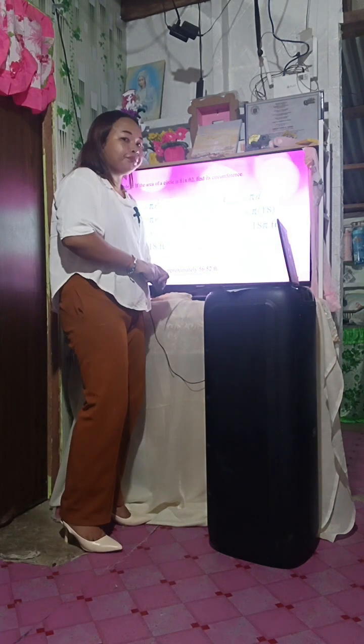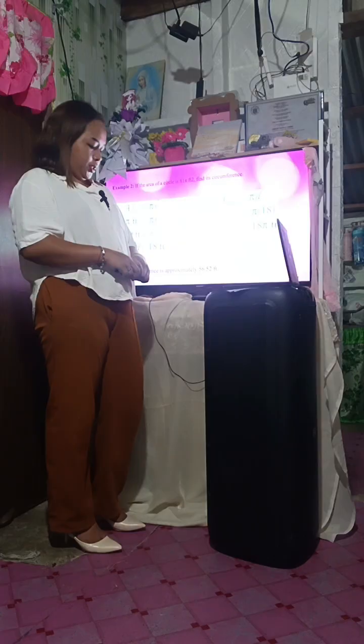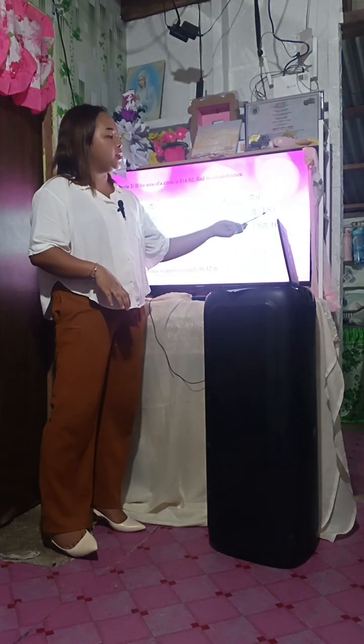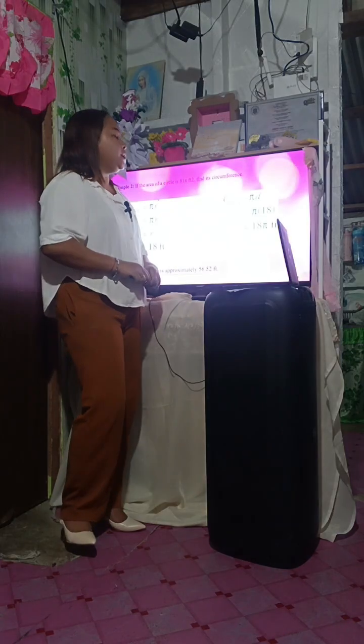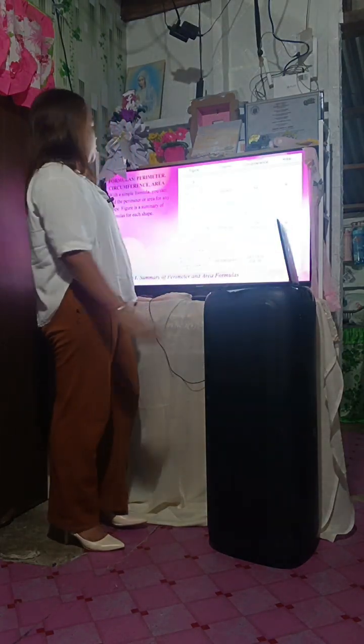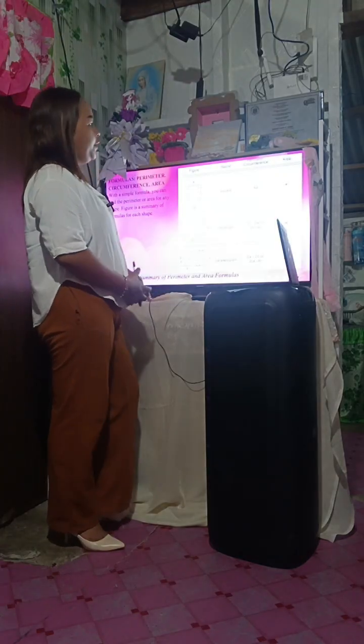So in finding the circumference of a circle, we will use the formula pi times the diameter. So our pi times 18, the diameter. So pi times 18 is equal to 18 pi feet. So these are the formulas for finding the perimeter.